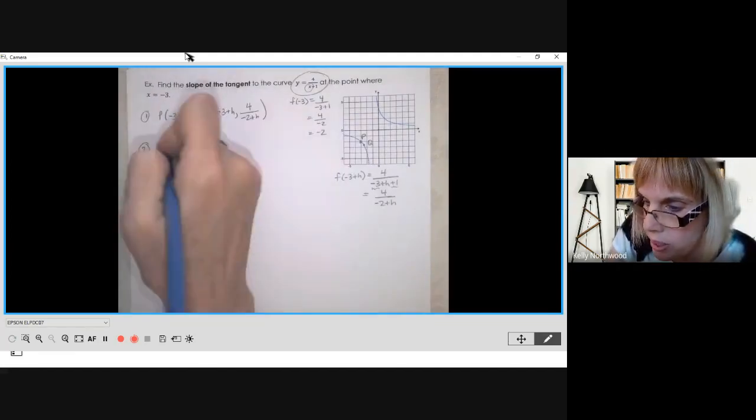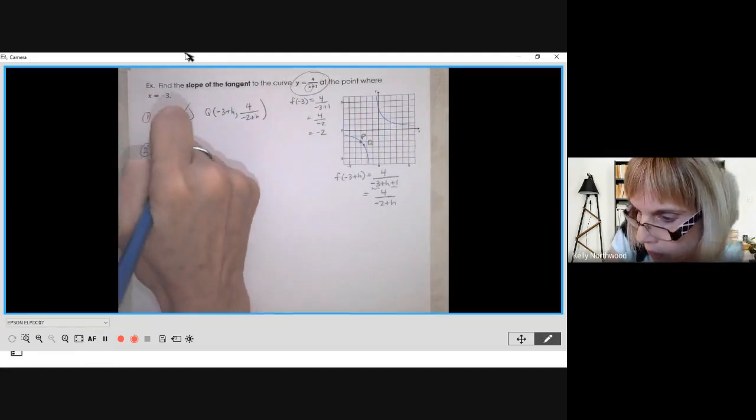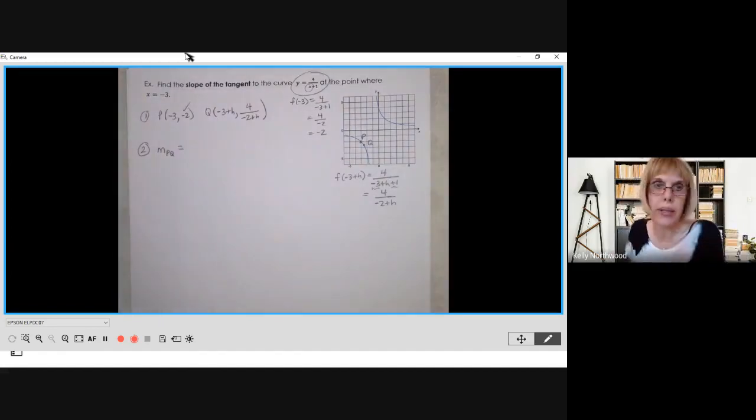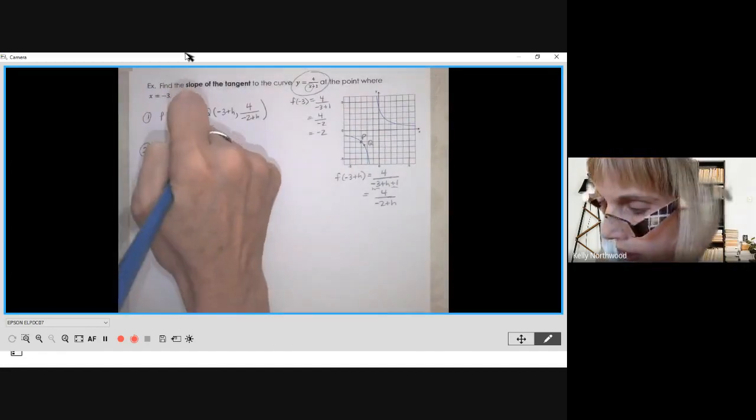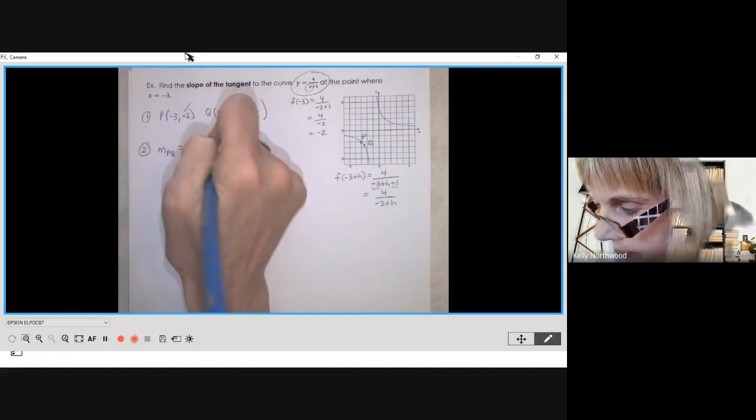All right, step 2 is to find the slope of the secant, the slope between P and Q, using the grade 9 slope formula.